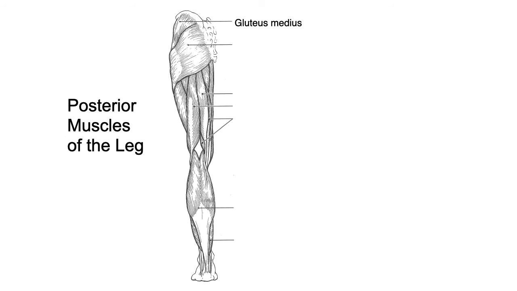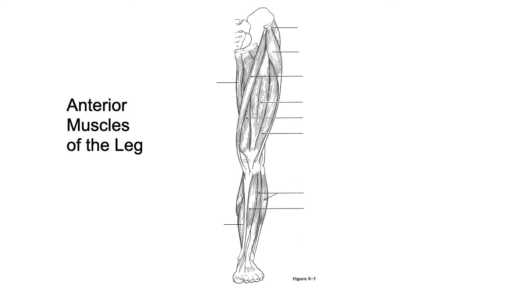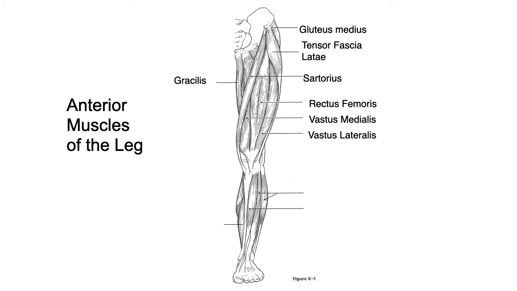All right, here's the posterior, so the back leg muscles, the glutes, the medius and maximus. And then we see biceps femoris. We see the muscles of the calf. Think about the hamstring. It's like the bicep muscle for your lower leg. And then here's the anterior. There's the glute again. And we start seeing the quadriceps muscles, fibularis, tibialis.